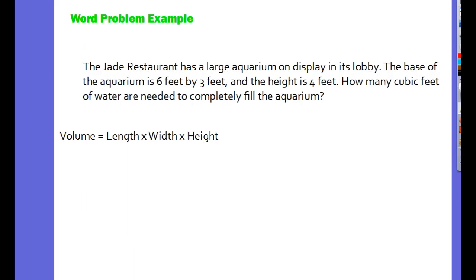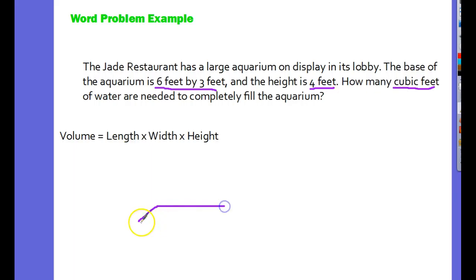Sometimes, though, you are going to be given a word problem to solve. So in this case, if you look here, I have a word problem that is asking you to find the cubic feet of an aquarium. So let's read through the word problem. The Jade Restaurant has a large aquarium on display in its lobby. The base of the aquarium is 6 feet by 3 feet. The height is 4 feet.